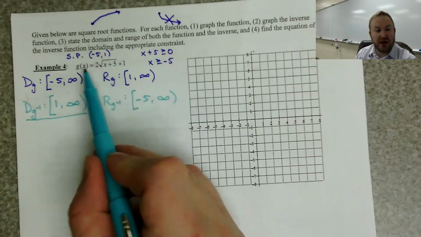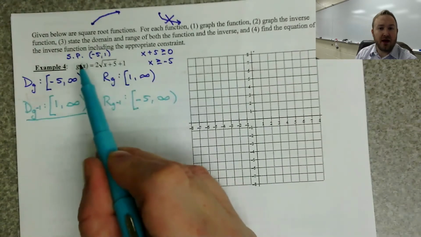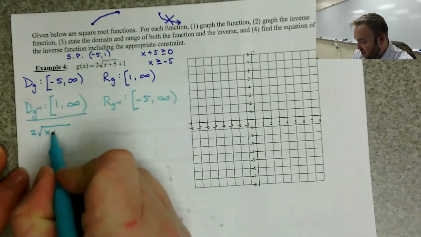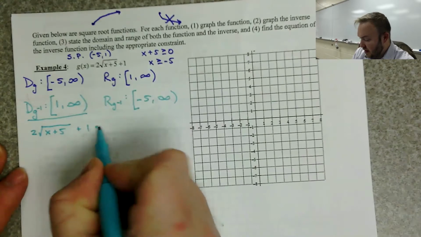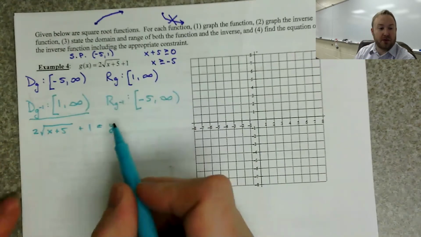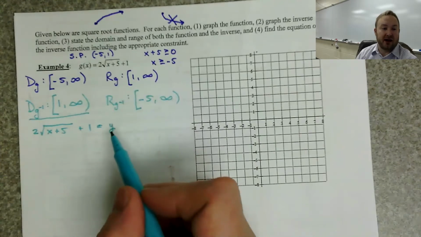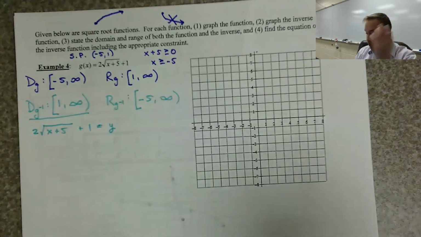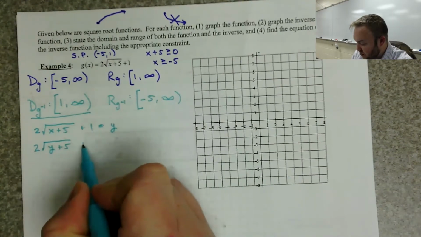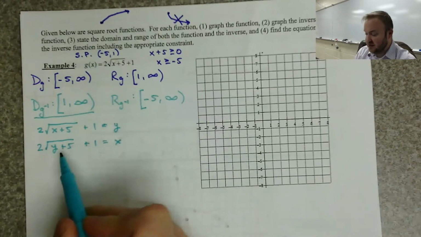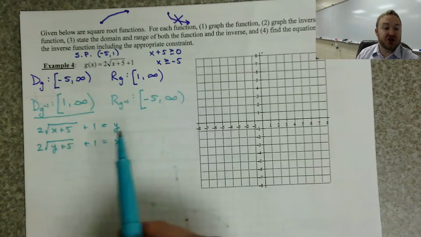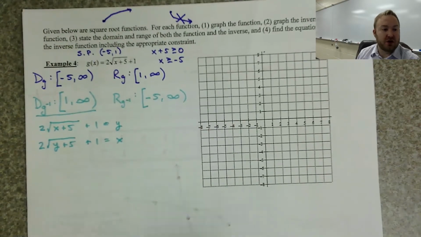Okay, so let's rewrite G of x with the y there. So we'll have 2 square root of x plus 5 plus 1, and instead of saying that equals G of x, I'll say it equals y. I like putting the y on the right here because I'm about to switch the x and the y, and I'll do that right now. So 2 square root of y plus 5 plus 1 equals x. And you see how now I have the y on the left? I just like to have the y on the left-hand side. So I switch the x and the y because that's what we do with inverses.